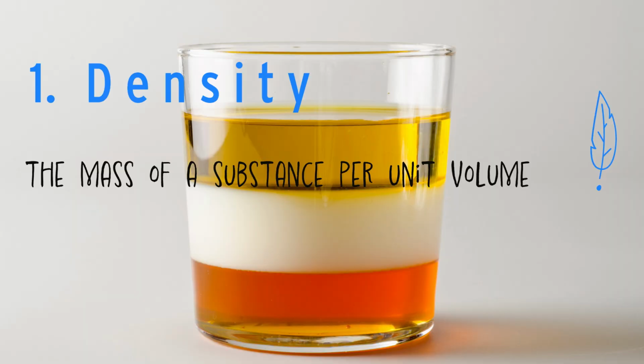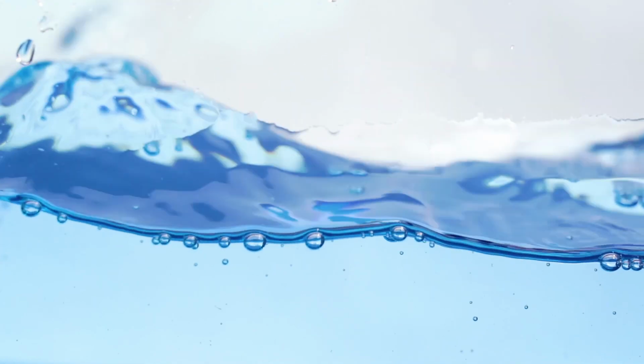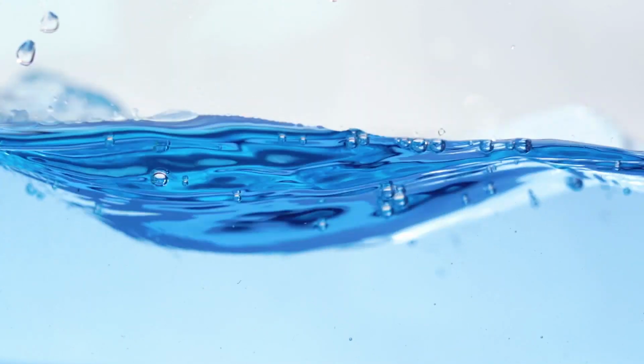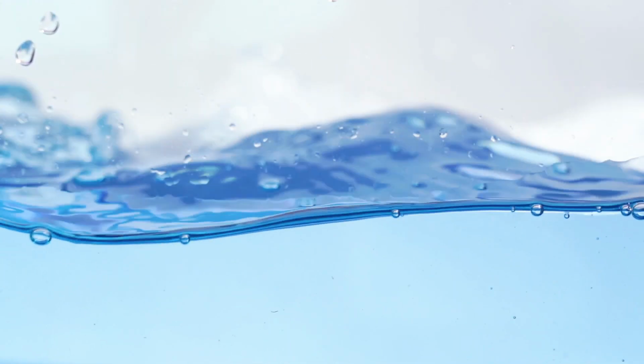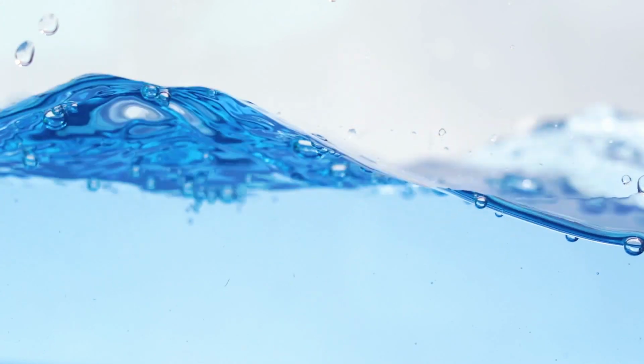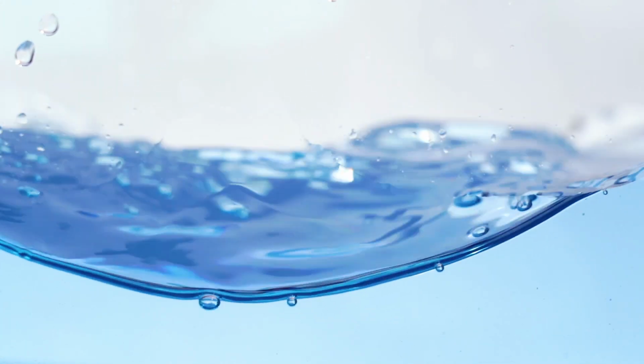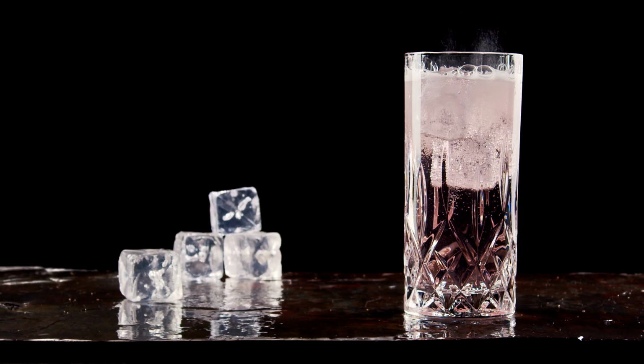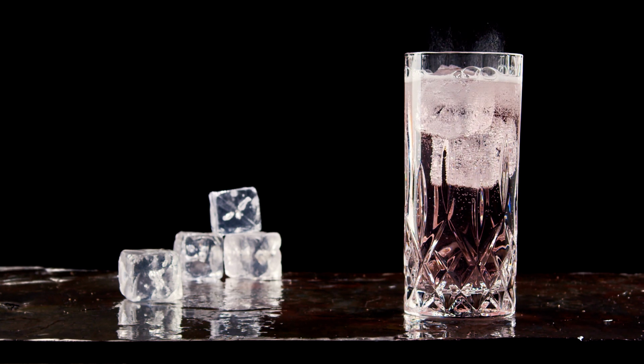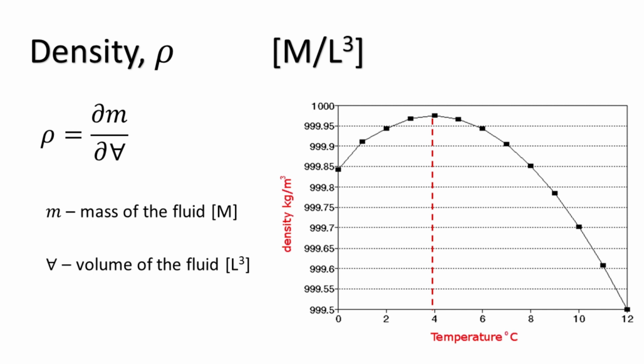Today, we will discuss some important fluid properties. 1. Density. Density, in practical terms, refers to the mass of a substance per unit volume. Water density is a crucial measurement, typically hovering around 1 gram per milliliter. However, this value fluctuates based on temperature and dissolved substances. Notably, ice is less dense than liquid water, which explains why ice cubes float in a glass.